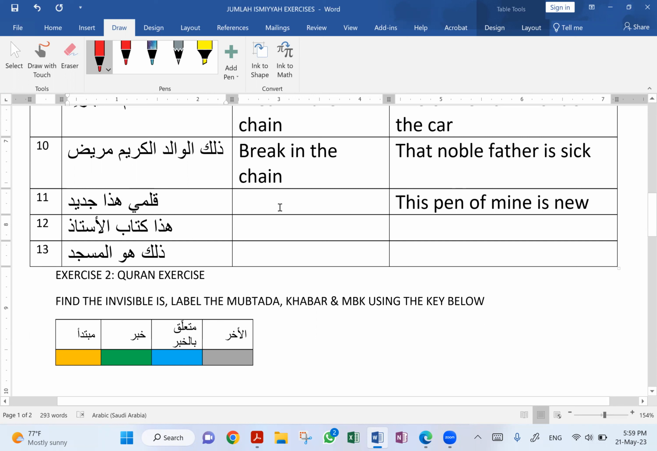Okay. Right. So we know qalami hada, this will be the mubtada, and jadid would be the khabar. The break in the chain is here. That's where the is will come. And that's why we say this pen of mine is new. Again, here, breaking the chain.